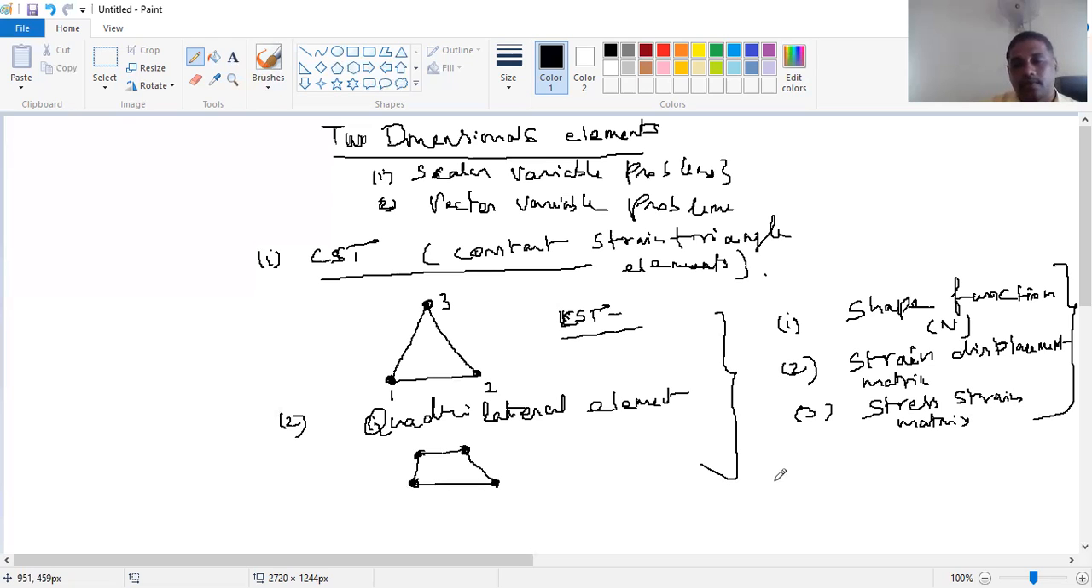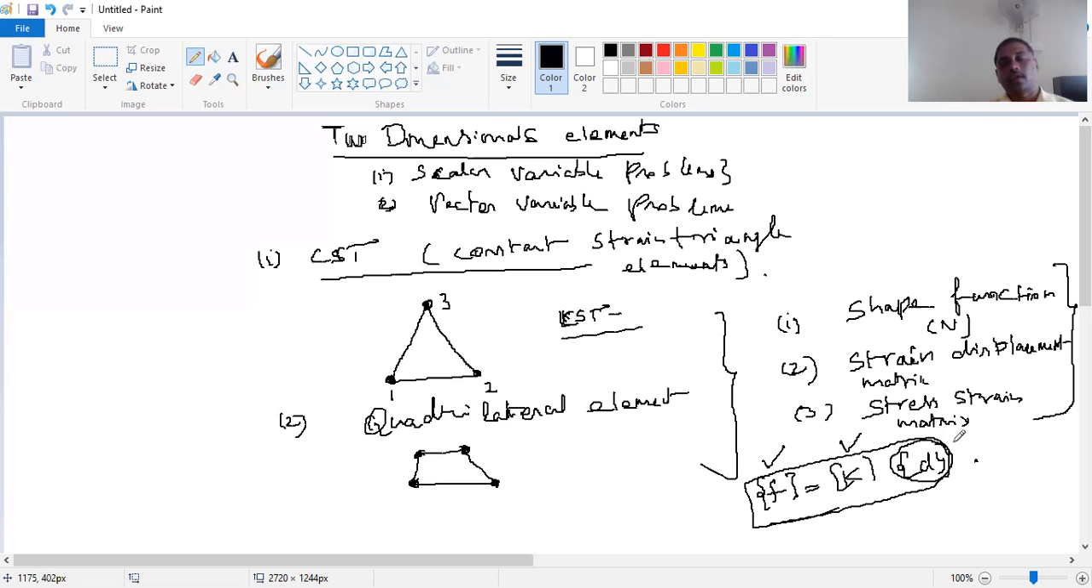Ultimately, what we have to do is frame an elemental equation F equals K into D. This is the generic equation of finite element techniques. Whereas we require two different matrices, one called the stiffness matrix and another called the force matrix. Based upon these two, we are going to find the unknown deflection value at each node. So in this offline class, we are going to derive the shape functions. The shape function will vary depending upon the element. Here we are going to derive the shape function for the CST element. That is what we will see in this class.